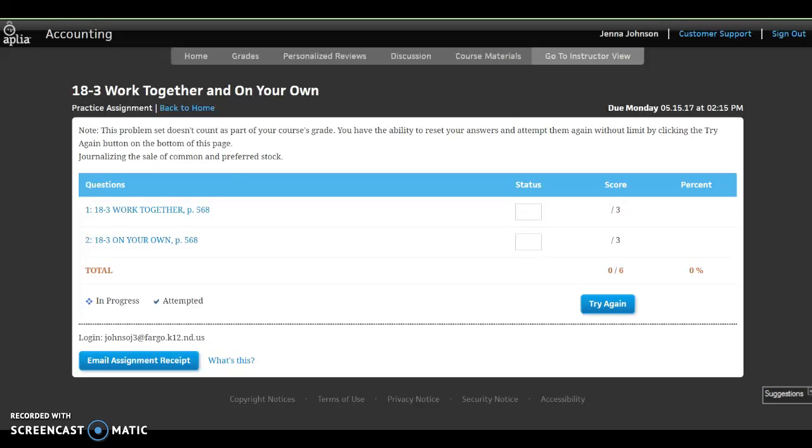So you should have your books open while we're doing this as well. So 18.3 work together.